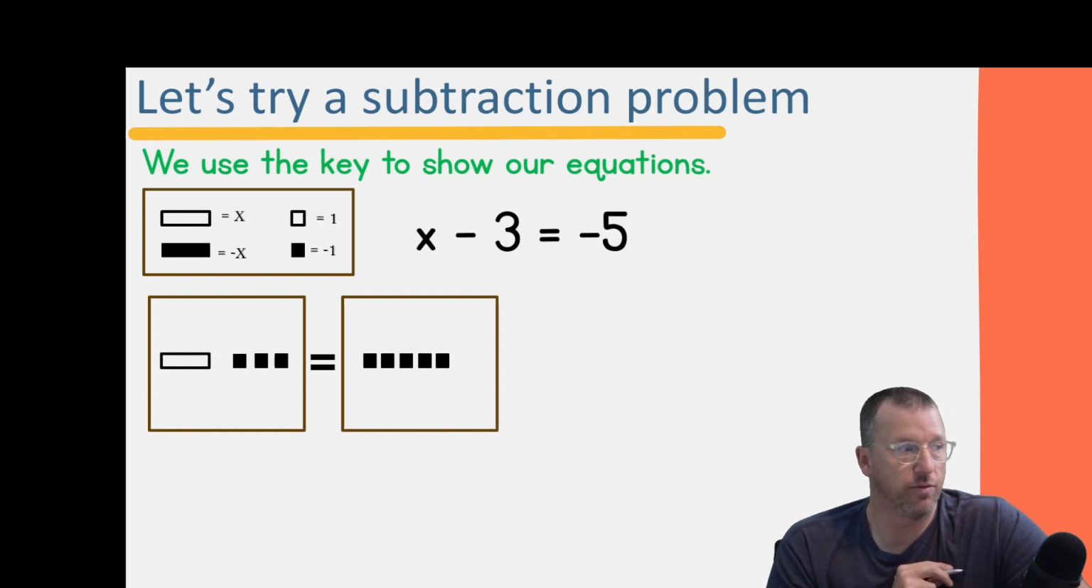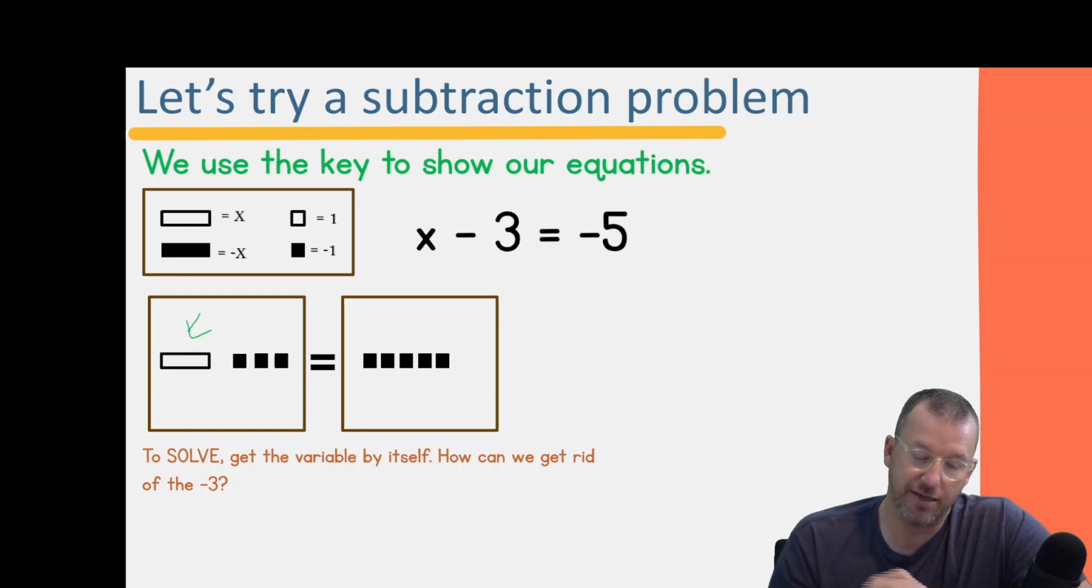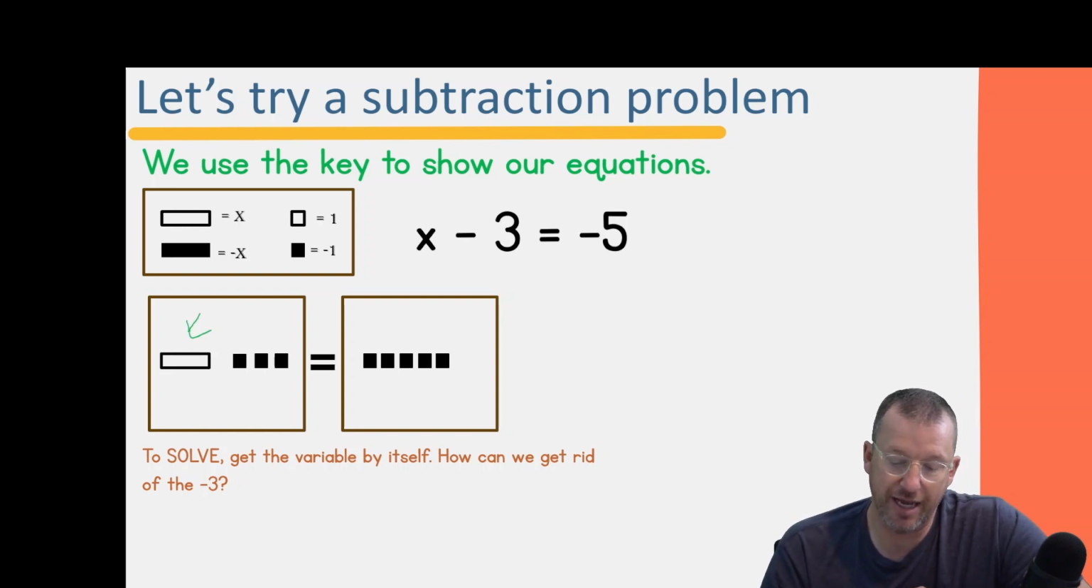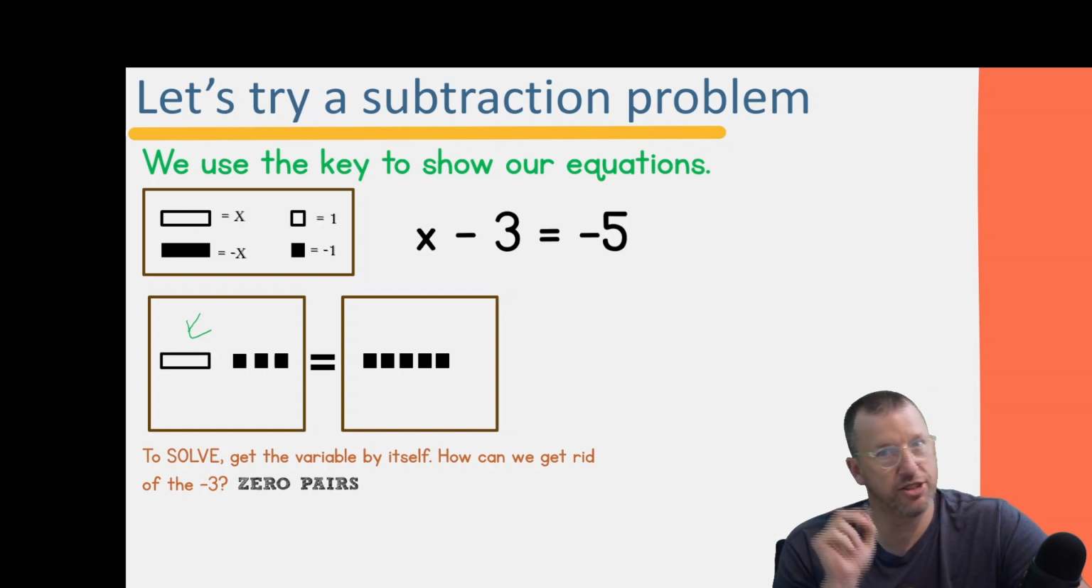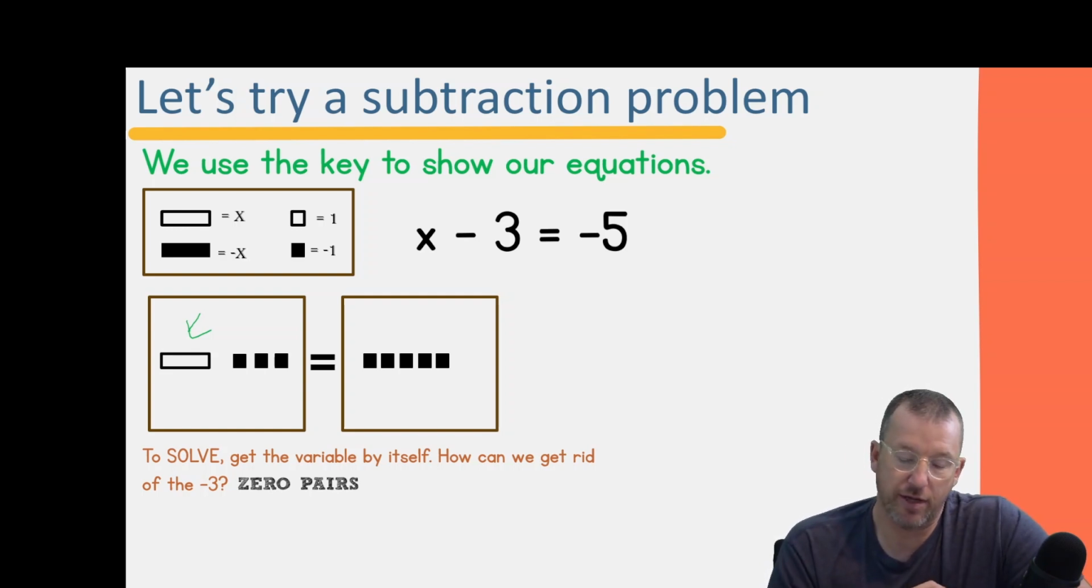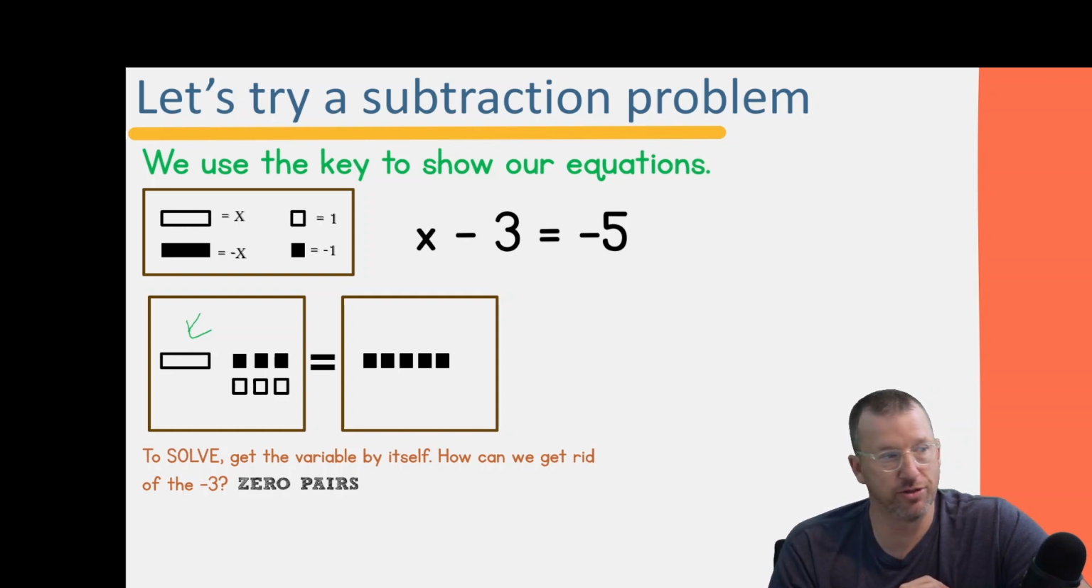So same thing. We're trying to get that variable by itself. So we want to get this guy as our final answer. So I have -3 up there. What do I do? I do 0 pairs again. Addition and subtraction, you're going to use 0 pairs. Okay, so I had a -3, so I went ahead and put up a +3. And when I have that, I can't just do that. I have to do it to both sides, don't I?